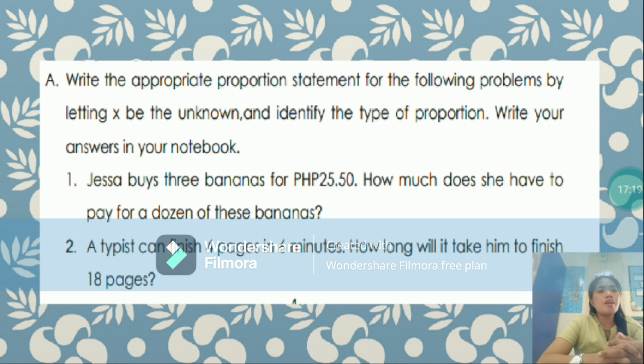Number 2, a typist can finish 4 pages in 6 minutes. How long will it take him to finish 18 pages? Okay, number 3, a menu which serves 5 people requires 3 cups of flour. How many cups of flour are needed for the menu to serve 20 people? Number 4, to finish a certain job in 8 days, 6 workers are needed. If it is required to finish the same job 2 days in advance, how many workers have to work? Okay, so you have to answer that in your activity notebook.